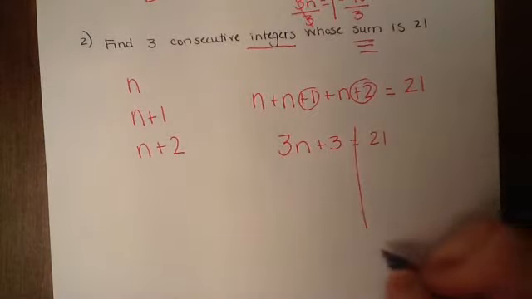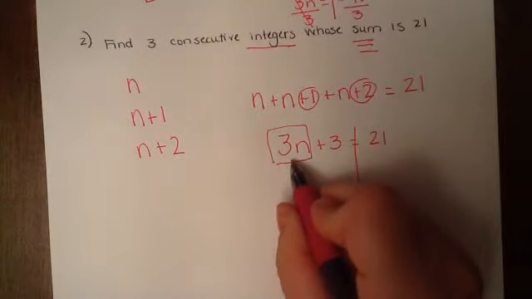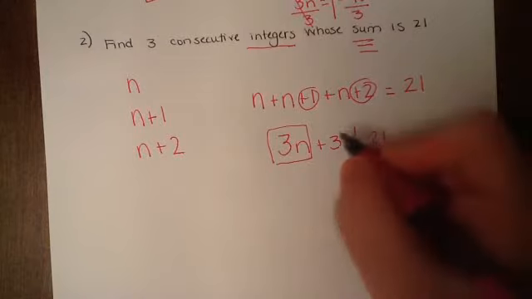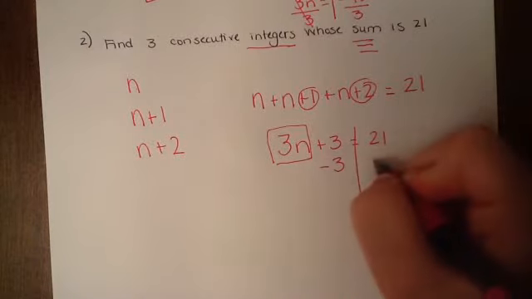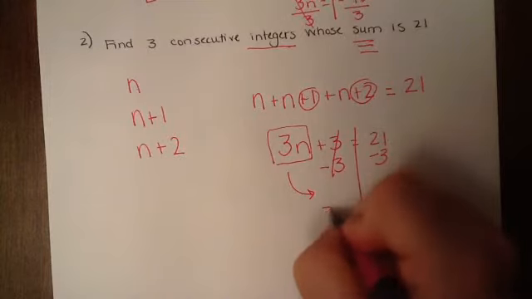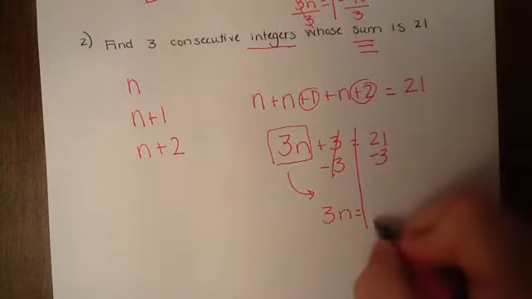We now have a two-step. The 3 is directly attached by multiplication. So we'll get rid of the plus 3 first. How do you get rid of a plus 3? Minus 3. What I do on one side, must do to the other. Bring down the 3n. 21 minus 3.